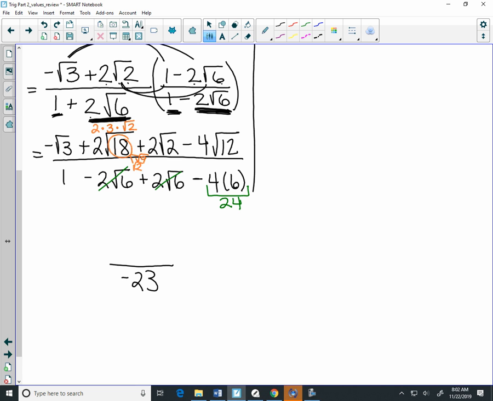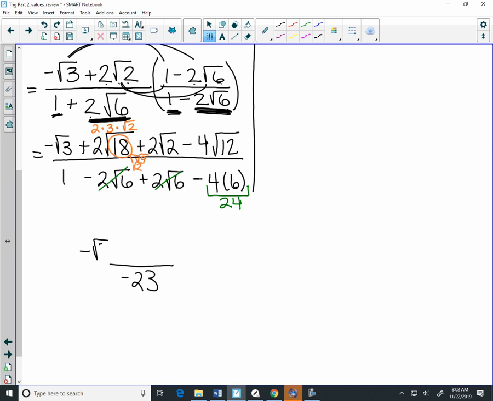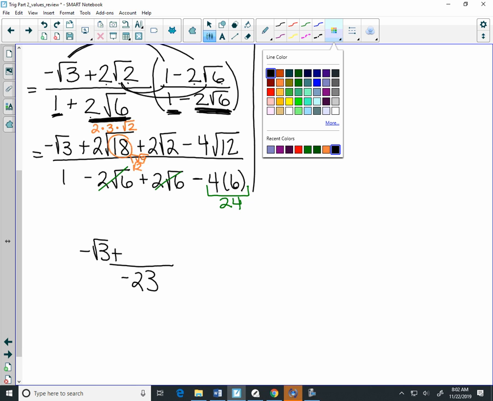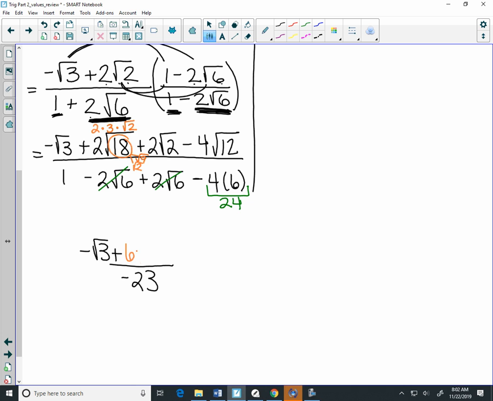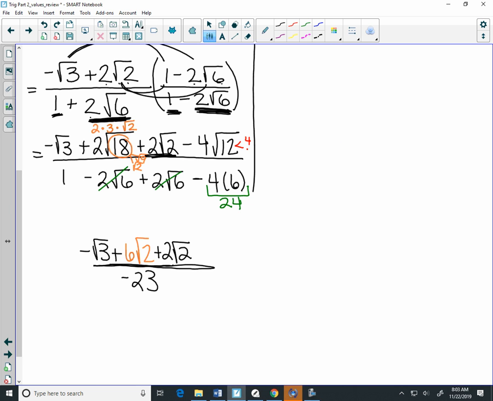So I'm going to bring some stuff down here before we go any further. I have this negative radical 3 that I can't do anything with right now. Plus, we just worked on this. 2 times 3 times radical 2 is 6 radical 2's. The 2 radical 2 here in the middle, there's nothing to do with it yet. But we can break down this 4 radical 12 and work with it. So I have 12 is 4 times 3. 4 is the biggest square that goes in. Square root of 4 is 2. I have this 4 out front, and it's negative. So that's going to be negative 8 radical 3.